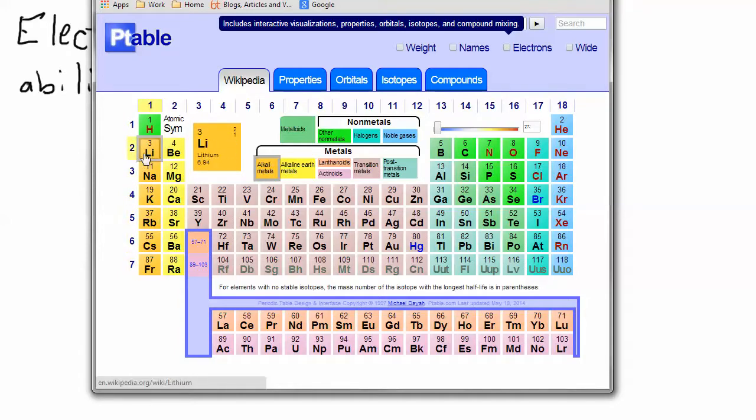This is the weaker of the two trends, and sometimes the change is very, very small, and so it's probably better to say that the electronegativities are similar within a group, and if anything, they just get a little smaller as you go down.